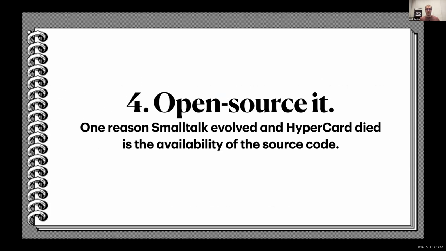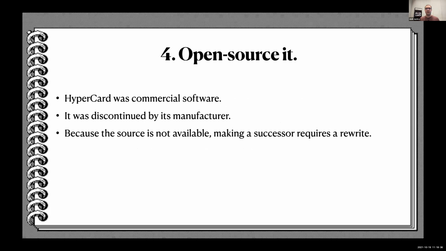Number 4, open source it. One reason that Smalltalk evolved and HyperCard died is the availability of the source code. The situation of HyperCard was pretty straightforward. It was commercial software and it was discontinued by its manufacturer. And because the source is not available, making a successor to HyperCard, which a number of people have tried, requires a rewrite. So it's a lot more effort.